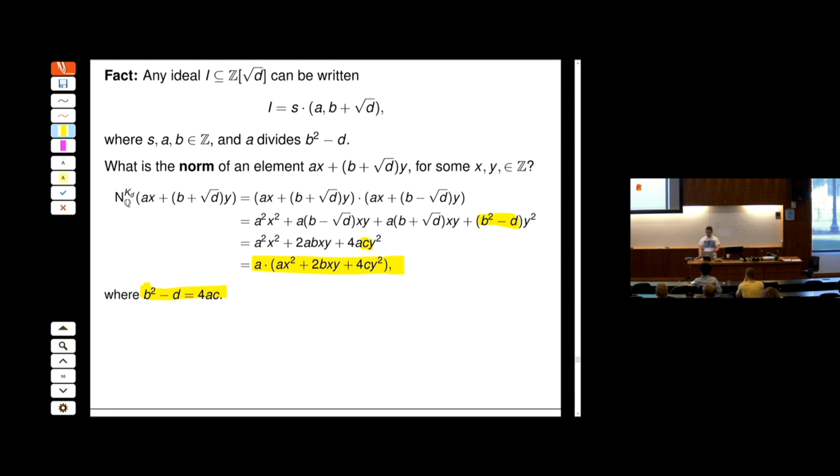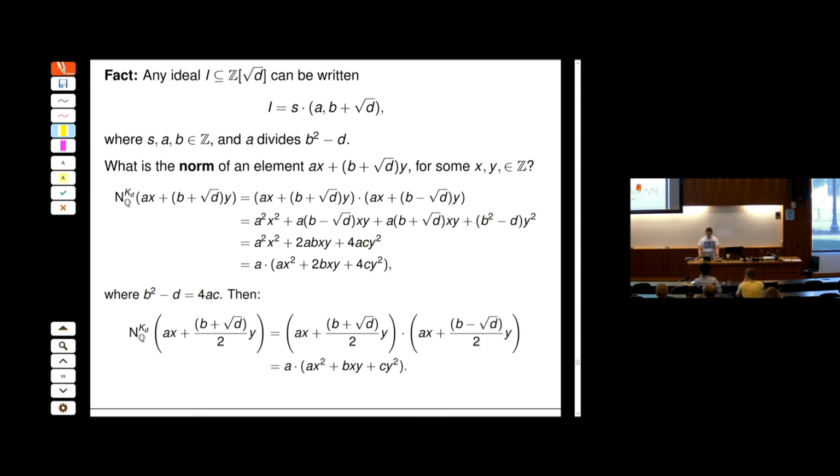If you want to get exactly the form with a, b, and c, then what about norms of elements of the form ax plus b plus the square root of d over 2? Take the norm of that, and you get that the norm of those elements is a times a quadratic form. Okay, so we're going to try to exploit what we know about quadratic forms now to figure something out about the arithmetic of quadratic fields.